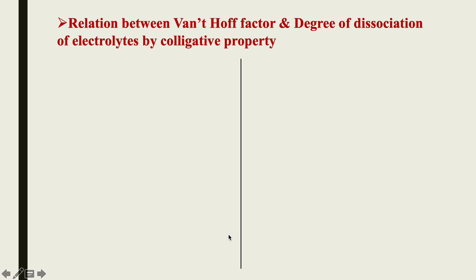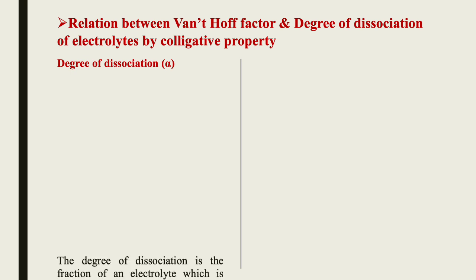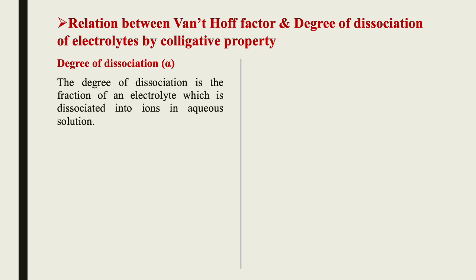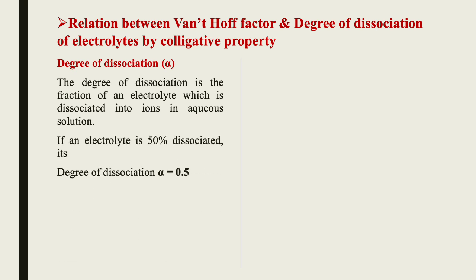Now we will move to the next point, that is degree of dissociation. Degree of dissociation is represented by alpha. The degree of dissociation is the fraction of electrolyte which is dissociated into ions in aqueous solution. You have an electrolyte, so it will always get dissolved and dissociate into ions in aqueous solution. In that case you will get the degree of dissociation.